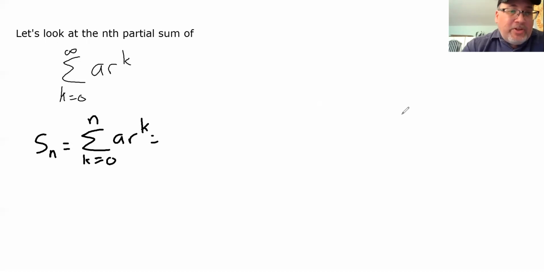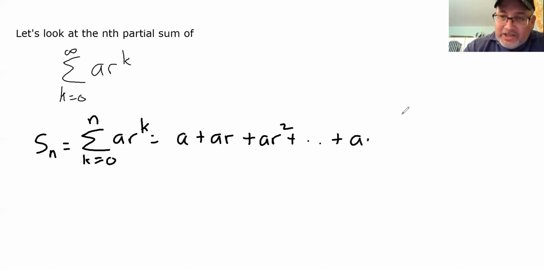So we would start out with an exponent of 0, giving us just a, and we would progressively raise the exponent on the r until we got to an exponent of n. And as a finite sum, as a partial sum, it would stop there. So that's what our nth partial sum would look like.